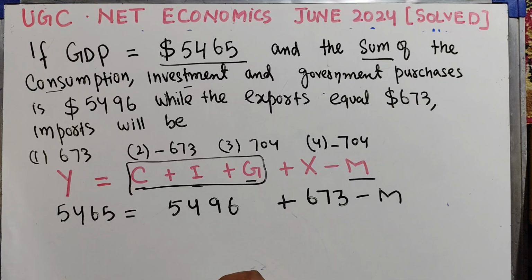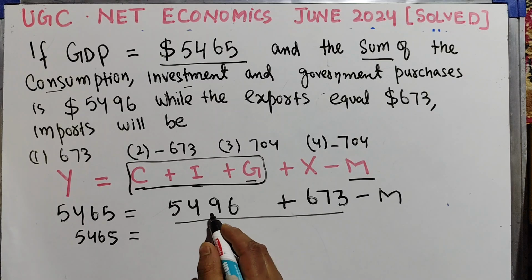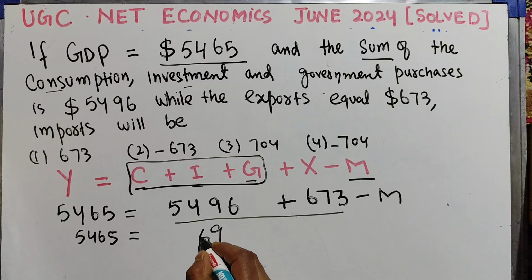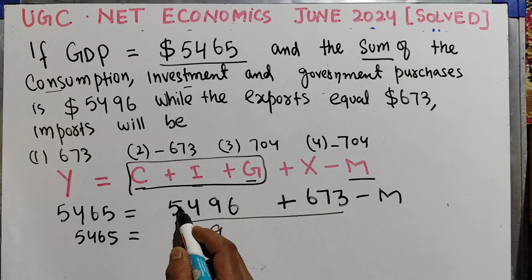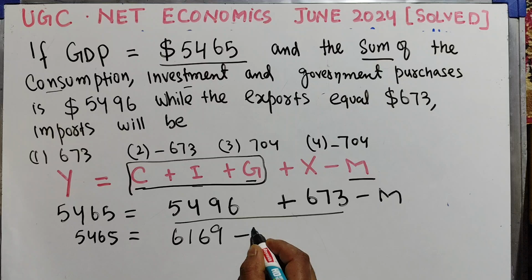Now let's do some calculation here. So let us first write 5465 is equal to, so let's add these two terms. So it becomes 6169 minus M.